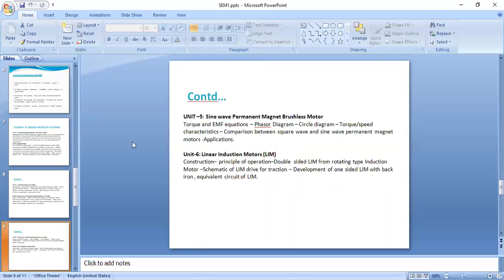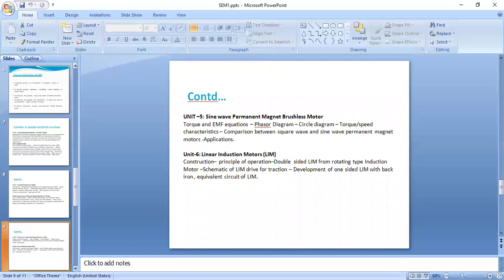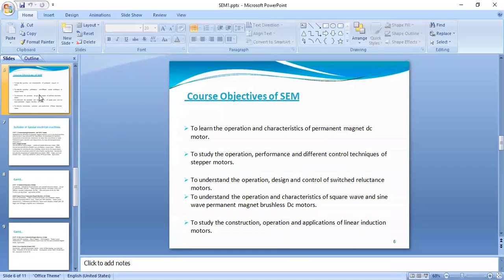So the course objective for this subject is to study the construction, operation and application of linear induction motors. That is the course objective for unit 6. So we have defined the course objective for each and every unit. There are 5 course objectives.